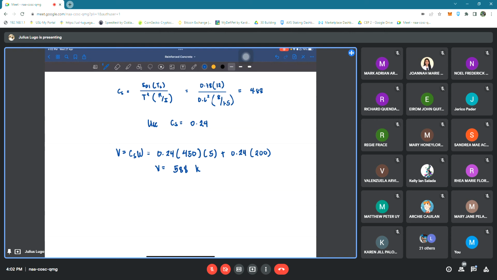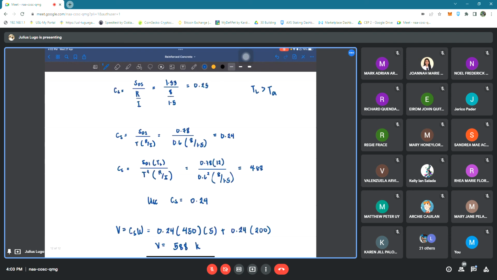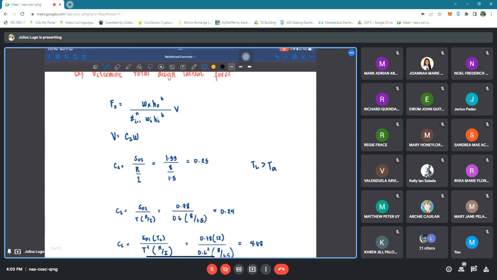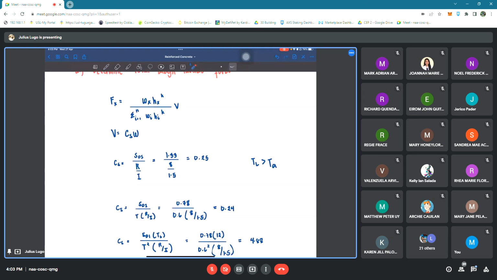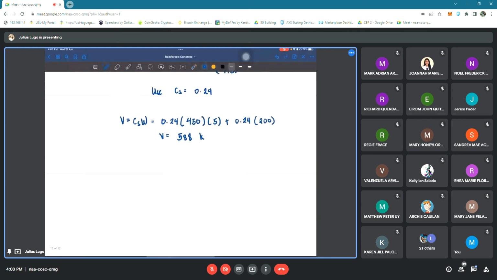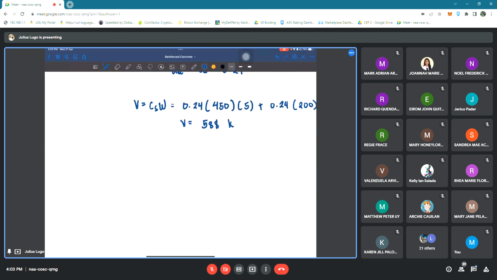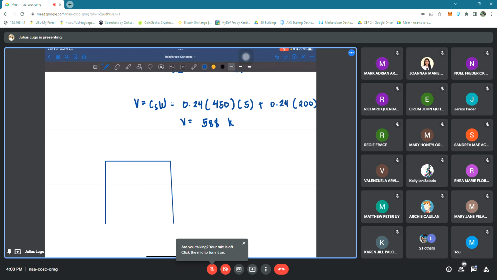Okay, so we now have the value of V. So can we now solve for the forces? The lateral forces, yes. Okay, so let's start. This is what the diagram will look like, guys. So if this is your building frame system, for example, this is your frame system.